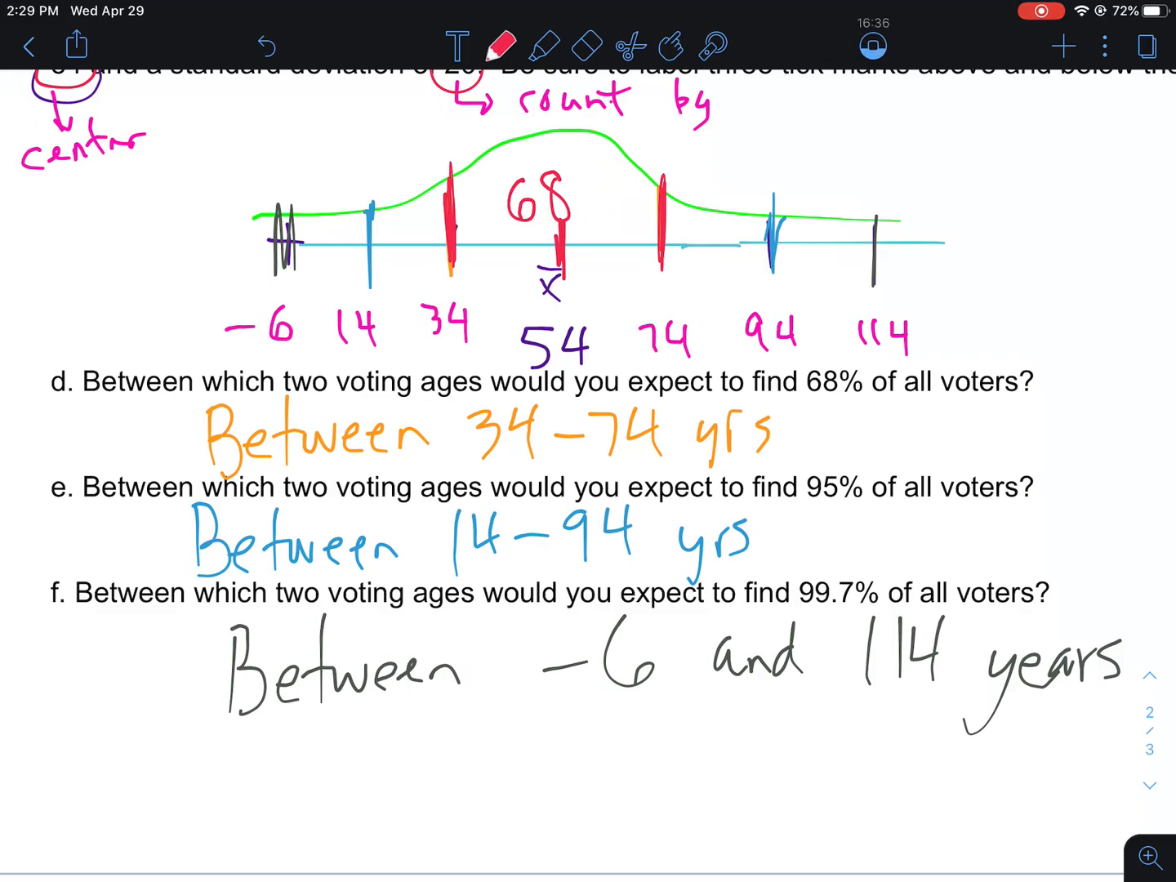You then learned if you go 2 tick marks to the left and right, meaning you go all the way out to 14 and 94, 95% of voters in the election were between those 2 ages. And lastly, if you go 3 tick marks to the left and right, you discover that's where nearly all the data, 99.7% of data, is 3 tick marks left and right of 54.